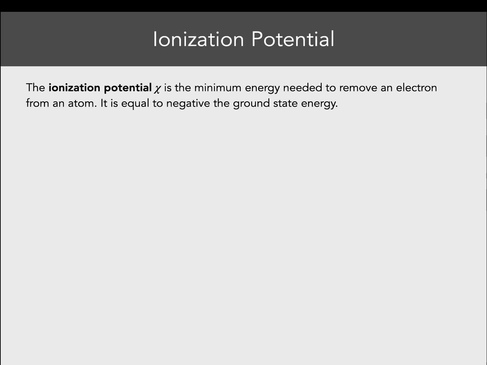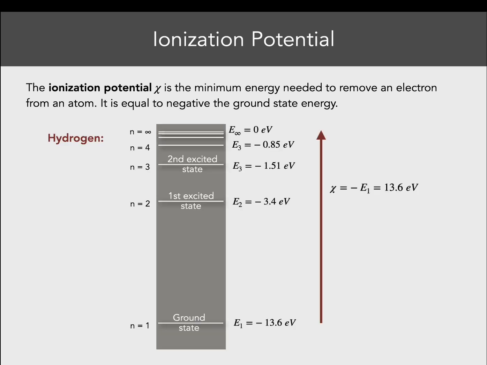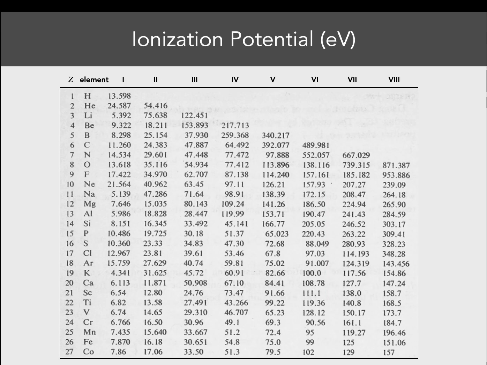The ionization potential is the minimum energy you need to remove an electron from the atom. So if you have an electron that's in its ground state, the energy would be minus 13.6 electron volts. You would need to give the atom 13.6 electron volts to bring it up to 0. So the ionization potential for hydrogen is 13.6 electron volts. It's just negative the ground state energy. So here's a table showing ionization potentials for different starting ionization states for some elements. So hydrogen, we just saw, has an ionization potential of about 13.6 electron volts.